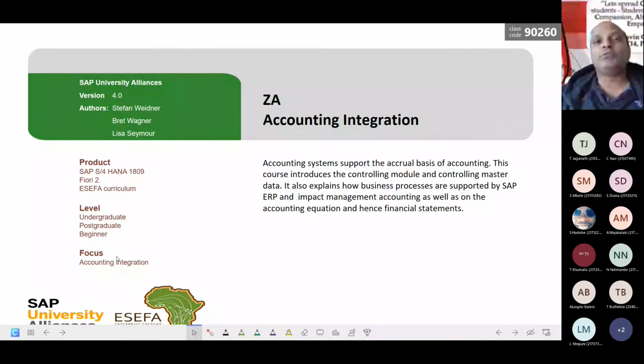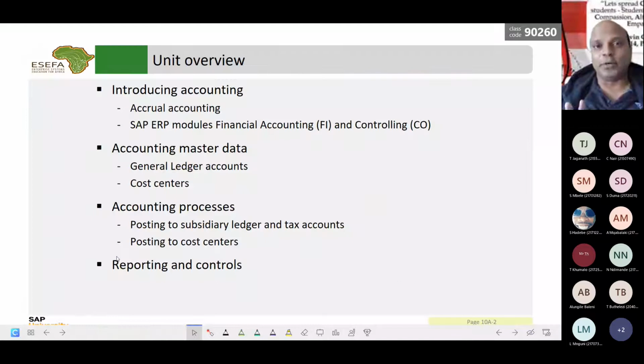Right. So in terms of the overview of this module, Unit 6, the accounting, we'll be talking about the concept of an accrual accounting system, the financial accounting, and the controlling unit. Now, every time we talk about something, we are going to relate this to the practical work, SAP S4HANA. Keep that in mind all the time.